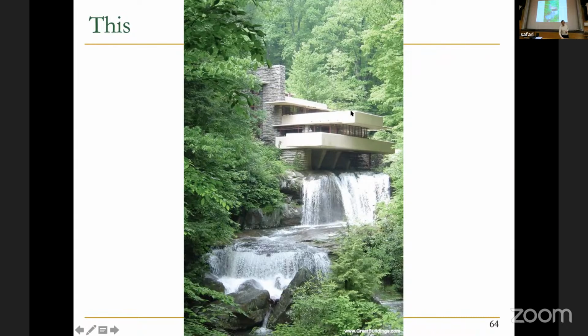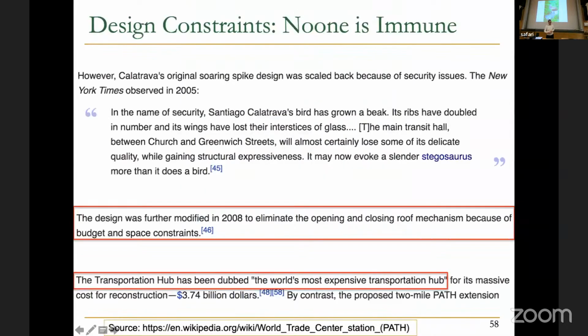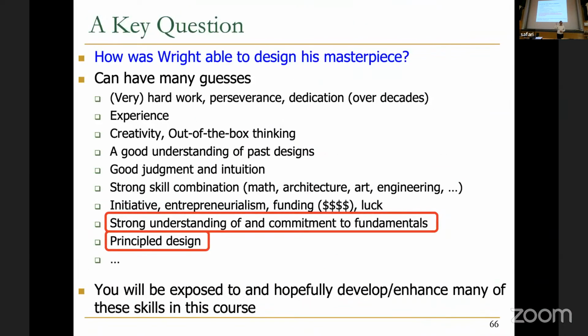There's these cantilevers over here. This is the top waterfall and this is the bottom waterfall over here. And it was actually not an easy thing to design. It's an old structure also. Okay, yeah, it's the same thing. How was Frank Lloyd Wright able to design this masterpiece?